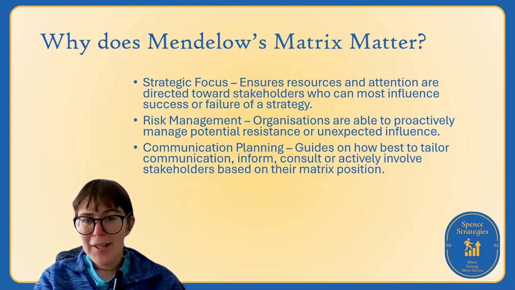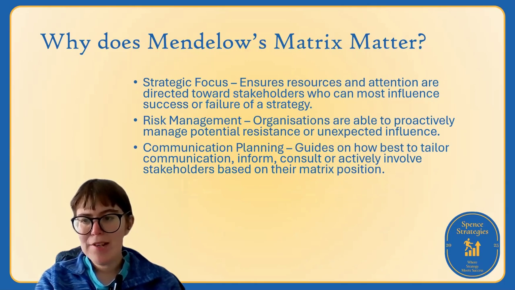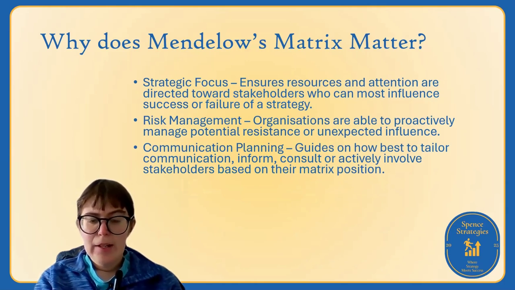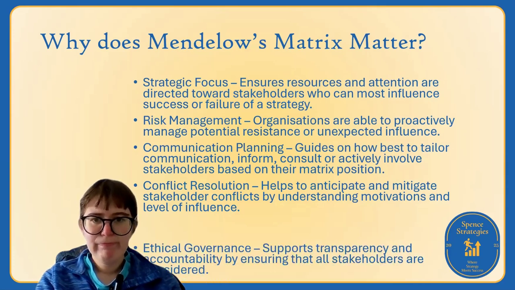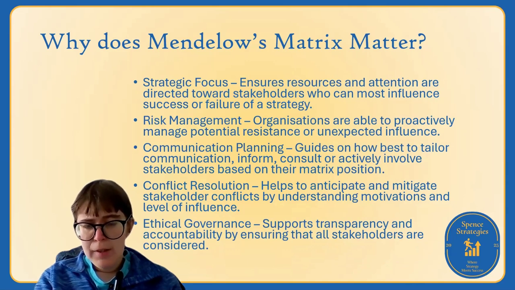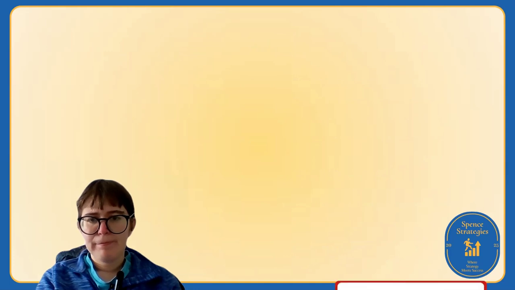Communication planning. It's going to guide on how best to tailor our communication. Do we need to inform the stakeholder? Do we need to perhaps consult the stakeholder? Or do we need to actively involve them based on where they are positioned within the matrix? We then have conflict resolution. This is all about aiding to anticipate and mitigate any stakeholder conflict by understanding the motivations and level of influence that each stakeholder will have upon us as an organisation. Then comes the ethical governance of it. So this is all about the support of transparency and accountability by ensuring that all stakeholders are considered.